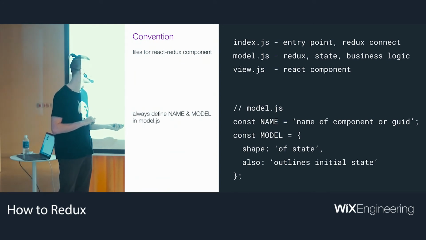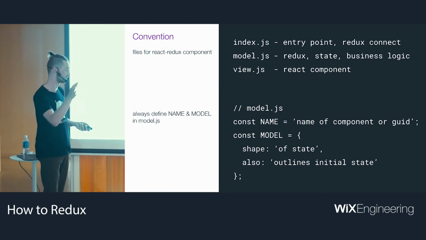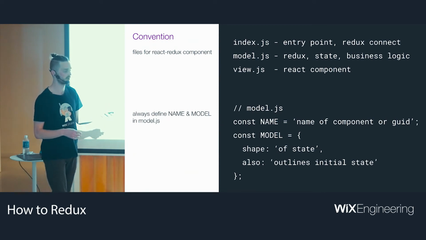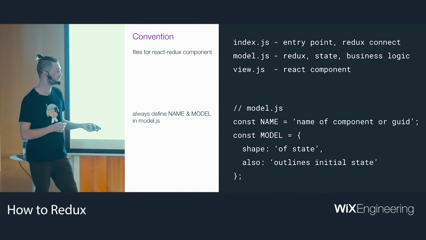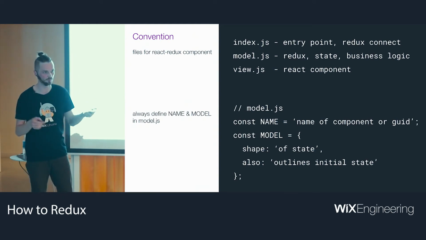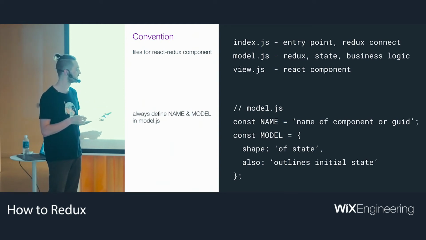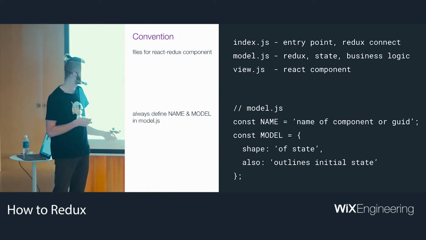One is the name. It's just a string identifying the component name, and later on it will be used, and I will show you examples. It will be used in create store. You will see the same name in the debugger. So you have one place to name your component and also name the slice of the state for this component. Another thing is the model.